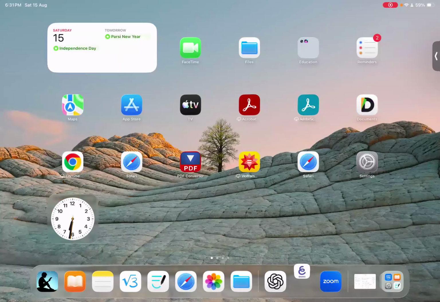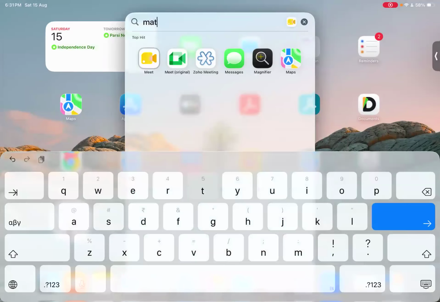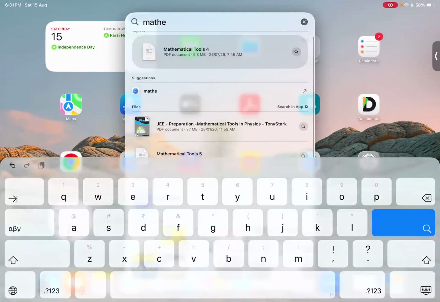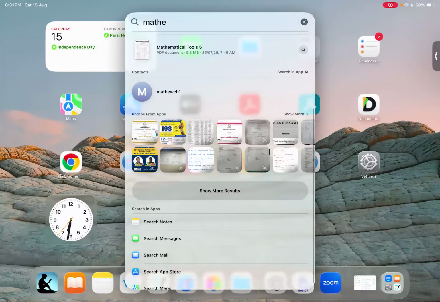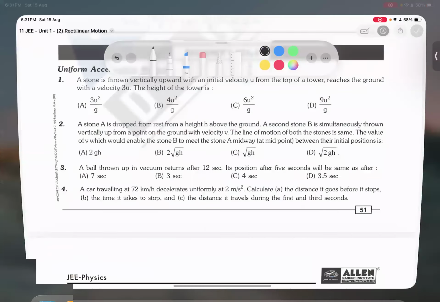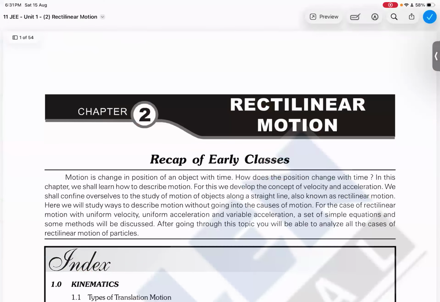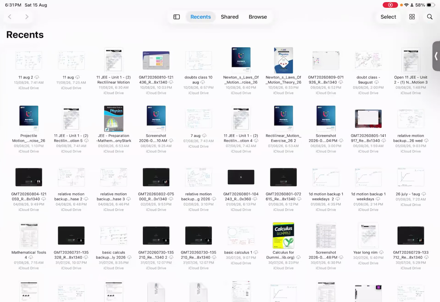Okay, so just do one question only, literally one question. To open that mathematical tools module.